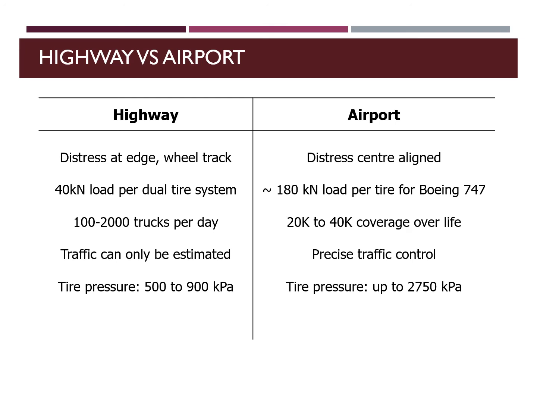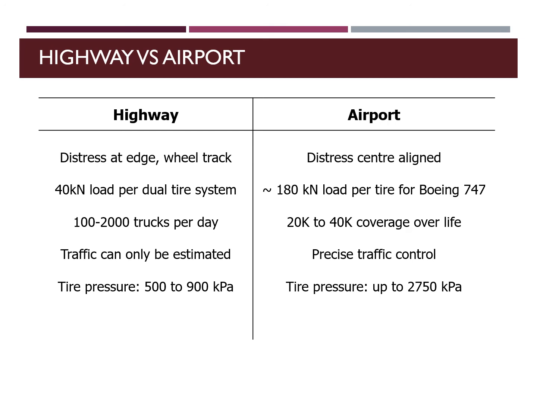For the traffic volume, every day we will observe 100 to 2,000 trucks on highway, but for the airport we can know the total number of the aircraft will vary from 20,000 to 40,000 for the whole pavement life. In addition, on highway, we cannot have an accurate prediction about the traffic. It only comes from the very rough estimation. But in airport, due to the traffic control, we know the exact number of the aircraft landing and departing from the airport.